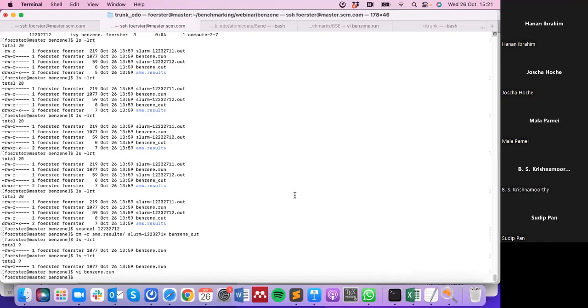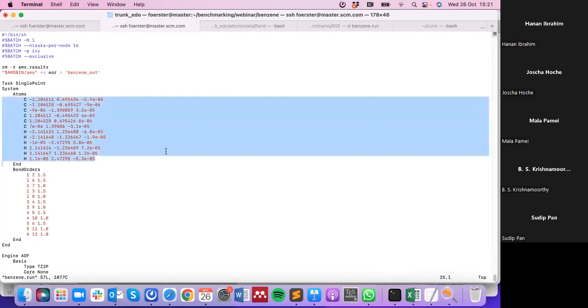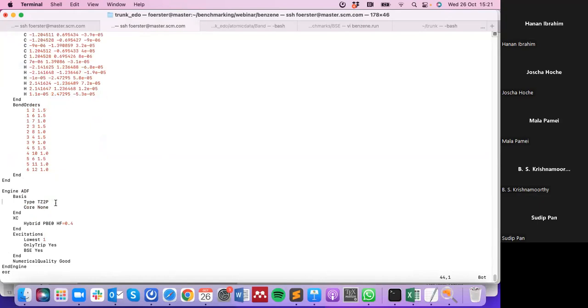So I go to the terminal, which I hope you see again. I open this input file. These are just the coordinates of benzene you're seeing here, and the settings I just discussed. So you see TZ2P basis, no frozen core. We use PBE0 with 40% exact exchange. That's what this means. And we care about the lowest triplet excitation. BSE is yes. If BSE would be no, you would just do a normal TDDFT calculation.